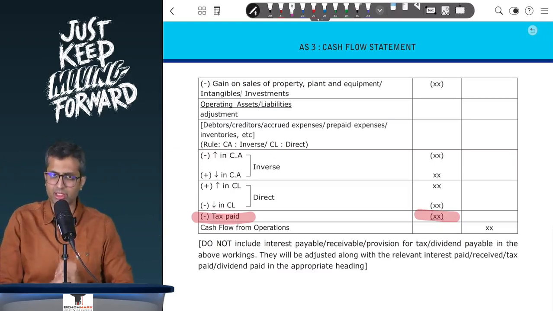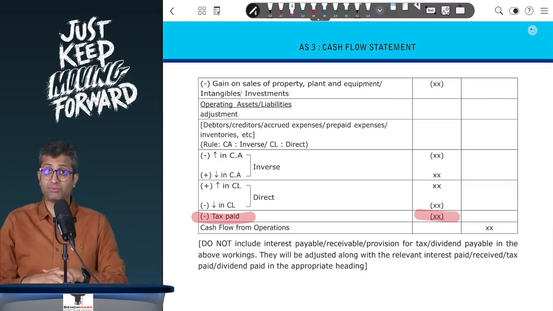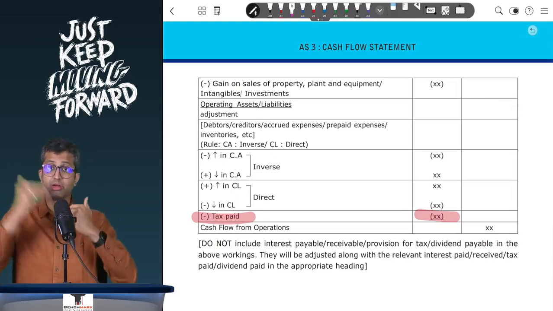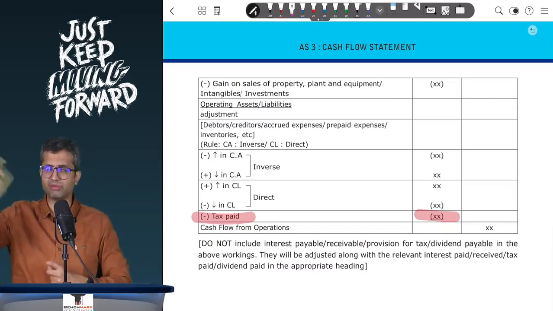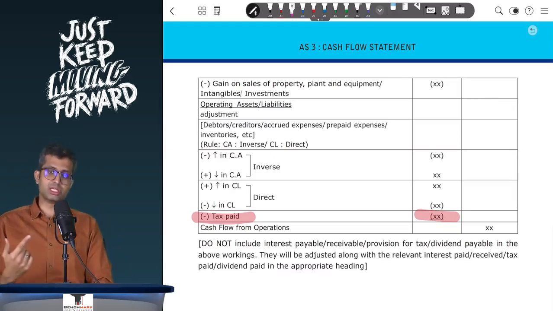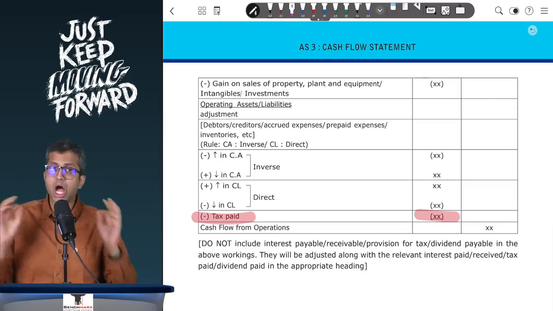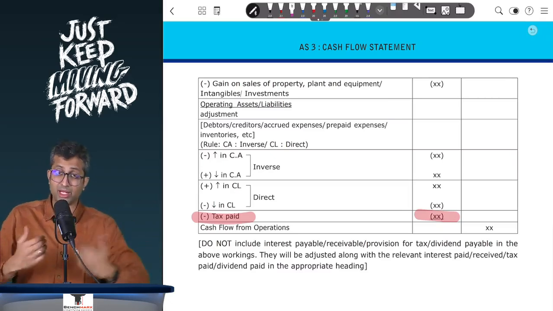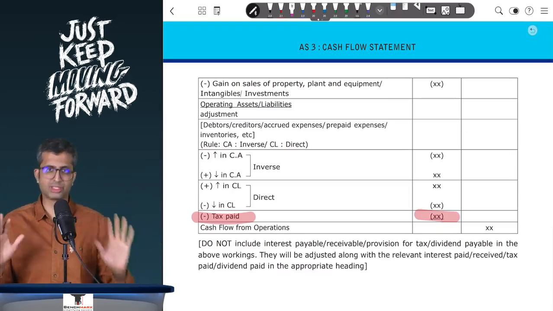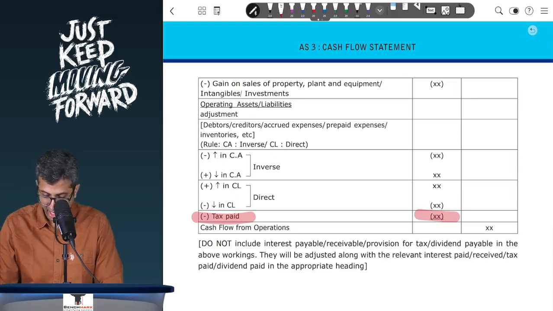Sir, what is the logic behind this? Well, if your debtors are increasing, that is opening debtors are 100, closing debtors are 150, that means whatever has been sold, 50 has not yet been collected. Between 100 and 150, the difference, debtors are increasing by 50, so 50 is the lower collection and hence you will deduct. On the other hand, if creditors are increasing, if your opening creditors were 100, closing creditors are 150, that means you have recorded all the expenses. However, 50 of those expenses have not been paid, and hence that will increase your cash. And hence increase in creditors you will add, increase in debtors you will deduct, and so on. General rule that you can remember over here is for your operating assets and liabilities.